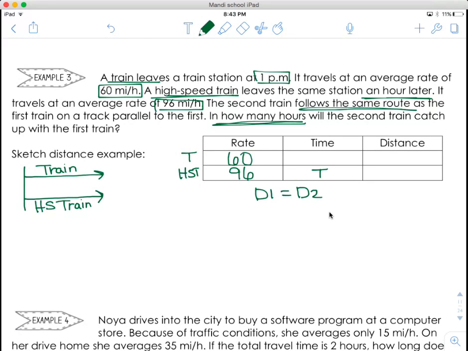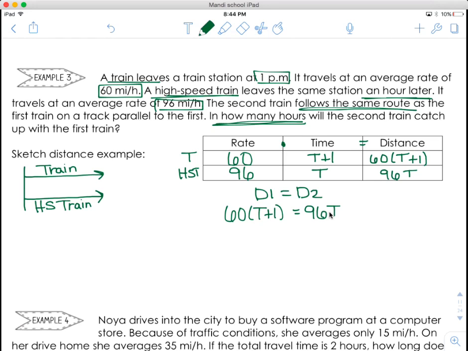Now the first train left at 1. This high-speed train left an hour later. So that means the regular train had 1 extra hour of travel before the other train left. So we'll make that t plus 1. So we know rate times time equals distance. So 60 times, let's use parentheses, t plus 1, and then 96t. Well, if distance 1 equals distance 2, we put our first distance here and our second distance here.